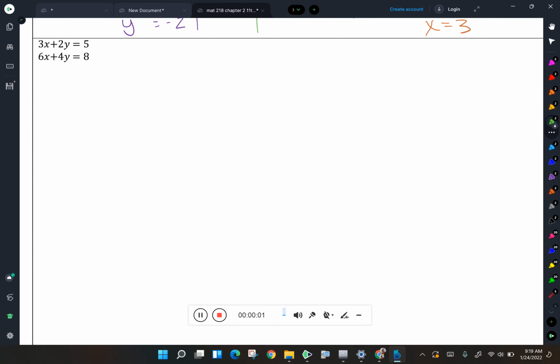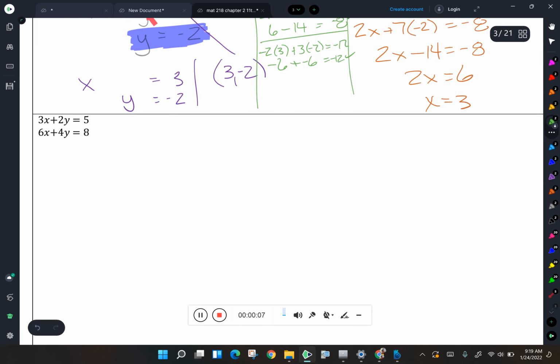Welcome back to part 2 of section 2.1. We're solving systems using the echelon method. And here we go. We have another system of equations. My job is to solve it using the echelon method.